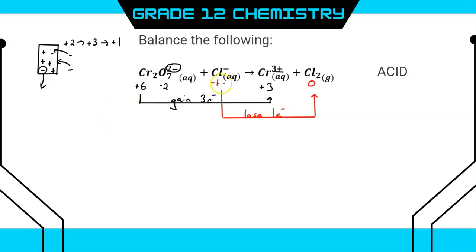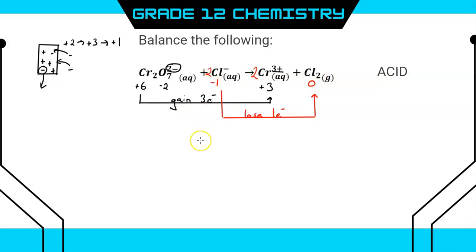We're just going to look at everything except for oxygen and hydrogen to see if the actual atoms are balanced. So over here, notice we have 2 chromiums, but over here, 1. So we're going to put a 2 right there to balance the chromiums. Same with chlorine. Here we have 1 and here we have 2, so we're going to put a 2 here.